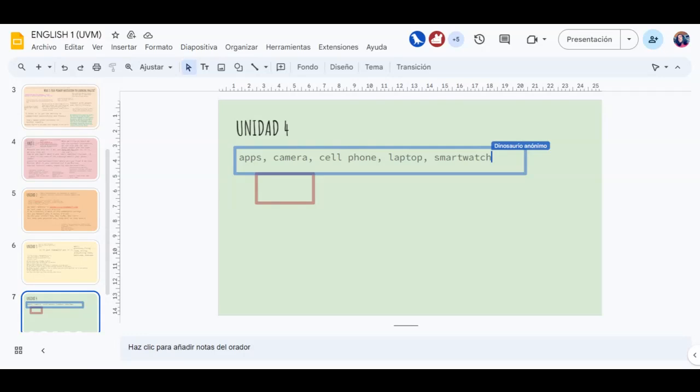Apps, camera, cell phone, laptop, smartwatch, what other words? I think that in terms of vocabulary, you saw more verbs than nouns. You just have to write the words that you remember in the slide, please. In the slide. Which verbs do you remember for that lesson or for that unit?